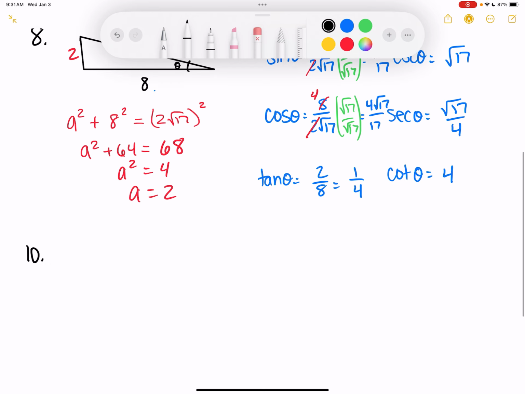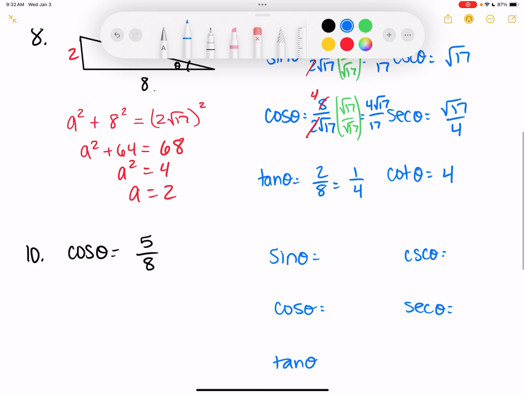So cosine of theta is equal to 5/8 is what they're telling you. So I'm going to go ahead and set up over here my chart to put them in. They've told me cosine of theta is 5/8, so I can go ahead and write that one in. Since I know cosine, what must secant be? 8/5.